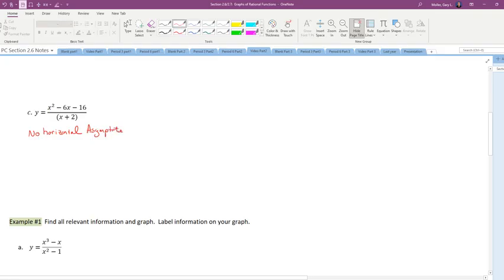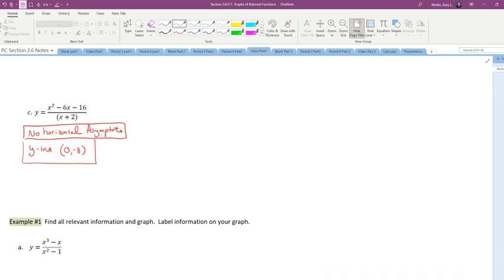The other thing that's easy to figure out in this form, before I factor, would be the y-intercept. Does it have a y-intercept? Let's see. Let's plug in 0, and I get negative 16 over 2. So it looks like I have the point (0, negative 8). So the only thing left to figure out now is a domain question.